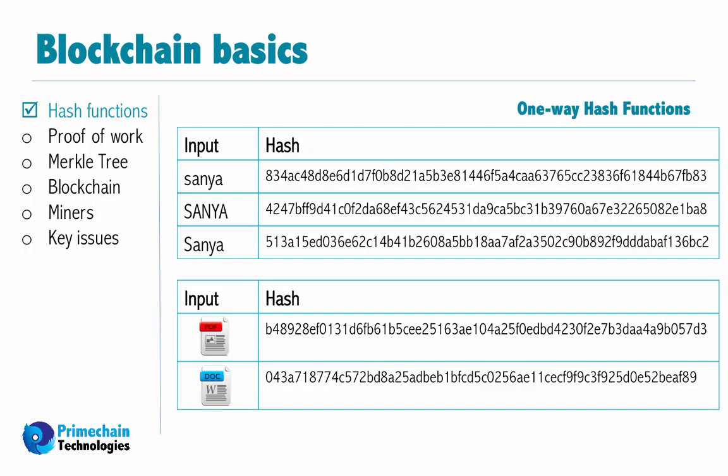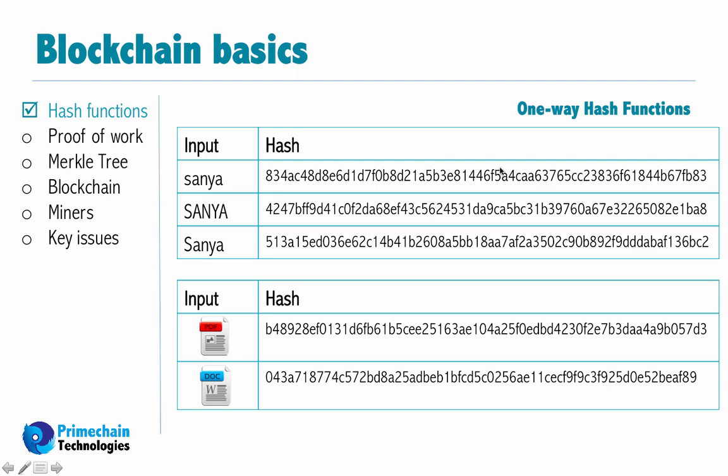The first concept we need to understand is hash functions. A hash function is a mathematical algorithm, so to say. In a simple way, we could say that the hash result of any input is the digital fingerprint of that input. Now, for example, we take the word Sanya written in all small letters. We then run it through the SHA-256 hash function. It returns 64 characters, these alphanumeric characters.